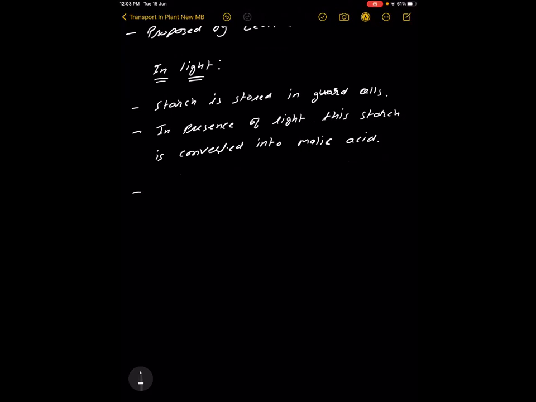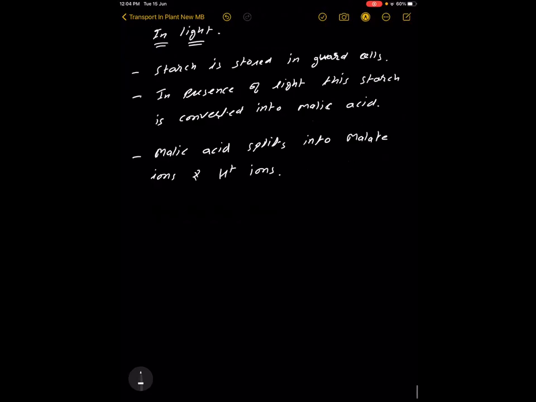Malic acid is unstable, so malic acid splits into malate ions and H ions. This occurs in the guard cell; the complete mechanism is in the guard cell. So here H ions are formed and the H+ concentration increases.